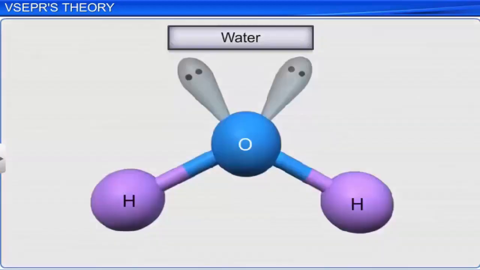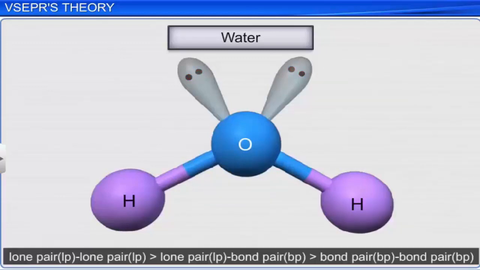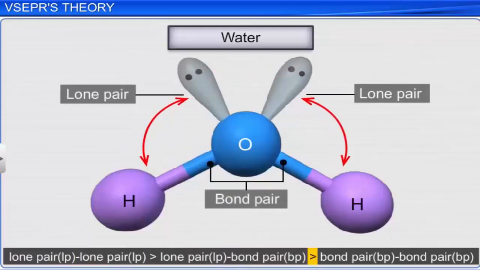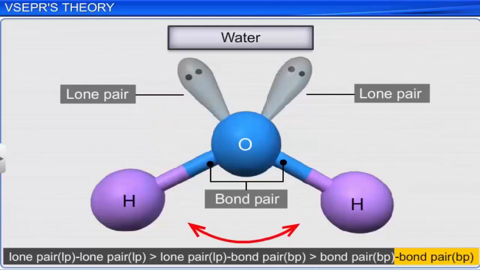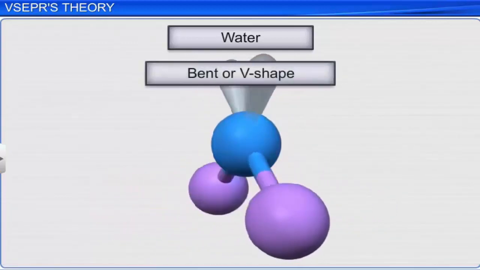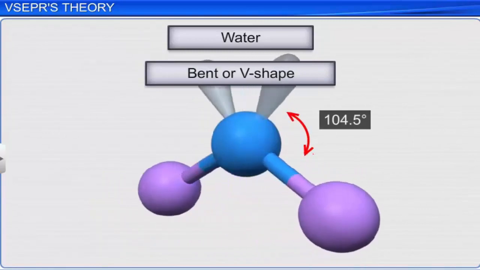In a water molecule, the central oxygen atom has 2 bonded pairs of electrons and 2 lone pairs of electrons. We have seen that repulsion between lone pair and lone pair, and lone pair and bond pair, is more than bond pair and bond pair. Thus, the 2 lone pairs on the central oxygen atom make the molecule distort from its regular geometry to a bent or V-shape, making a bond angle of 104.5 degrees.